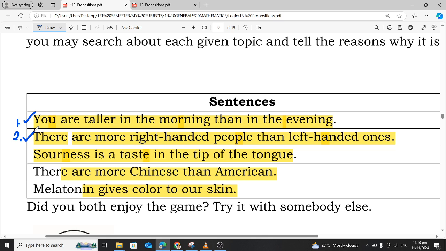Now, number three, sourness is a taste in the tip of the tongue. Okay, if you study, class, the parts of your tongue, makabalo ka nga dili di sa tip of the tongue ang sourness.